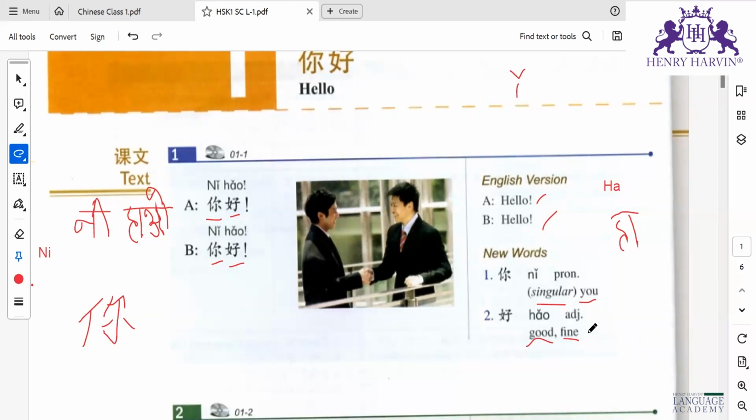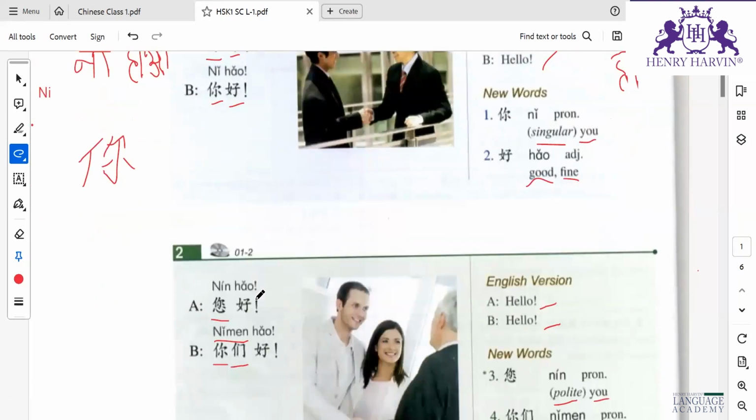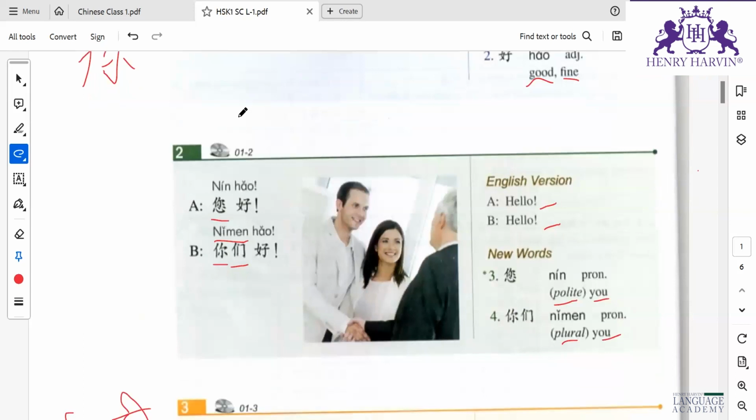Now for the second text, Jitesh could be A and Ashwin, you could be B. I will write first the Hindi pronunciation here. Nin, and then we have hao. Then for this, Ni and man. Niman hao and nin hao are the same kind of greeting.